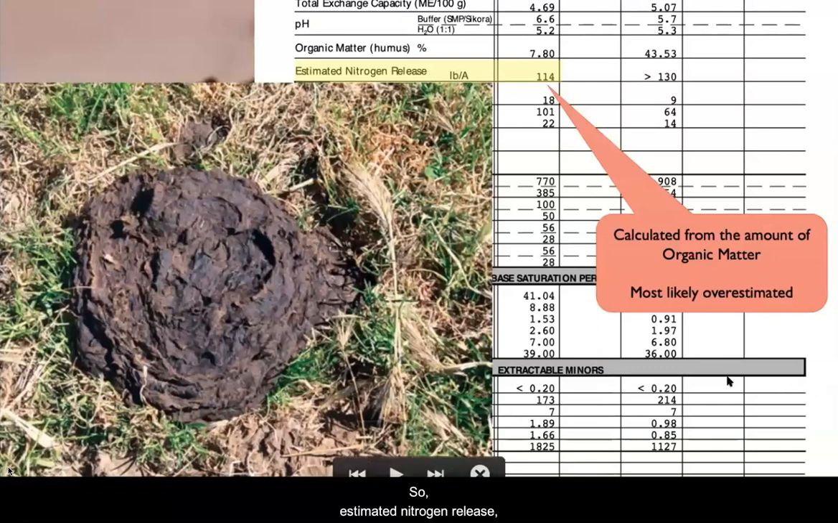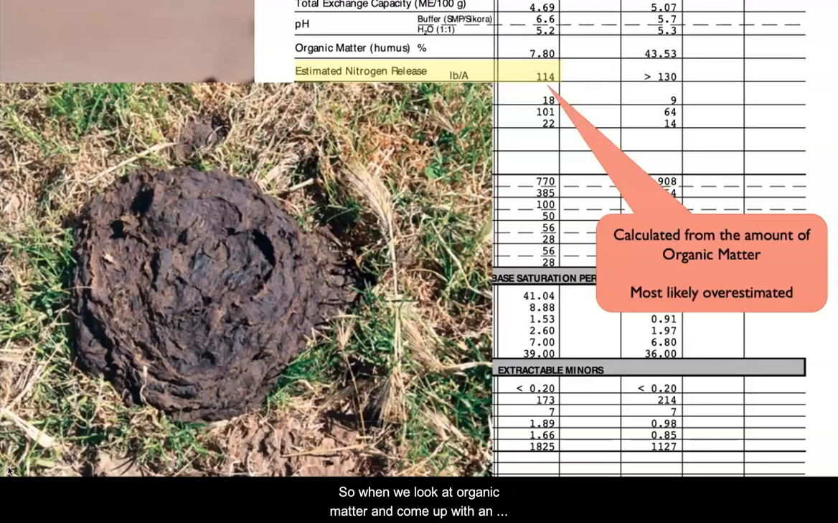So, estimated nitrogen release. Many of you will notice that there is an estimated nitrogen release. And because of that, what we usually do is just disregard that for most of the places here in Alaska. Because our climate is fairly cold, the soil sits near freezing for some places from right around October all the way into May. And because of that, that nitrogen actually isn't getting broken down from the organic matter.